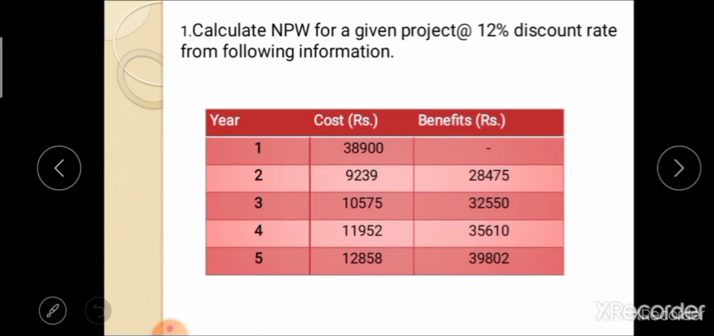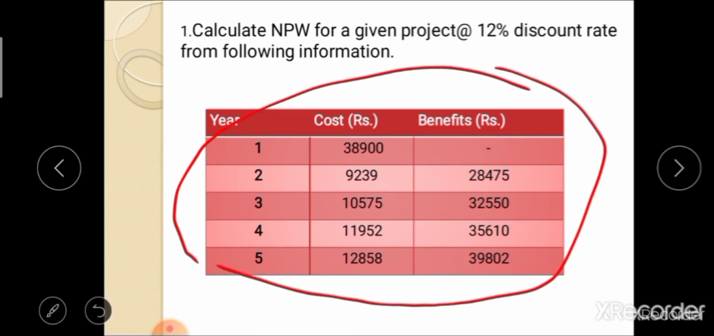Take the first example: calculate NPW for a given project at the rate of 12% discount rate from the following information. These are the cost and benefit information given on a project. In this project, costs are given for 5 years and benefits are also given for 5 years. The discount rate is 12%.